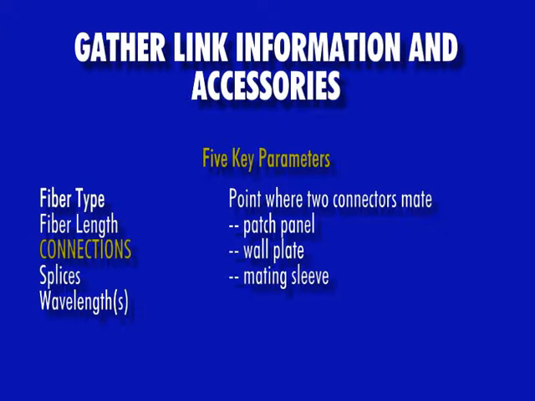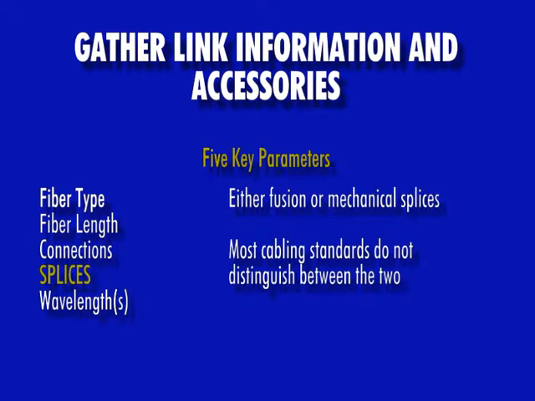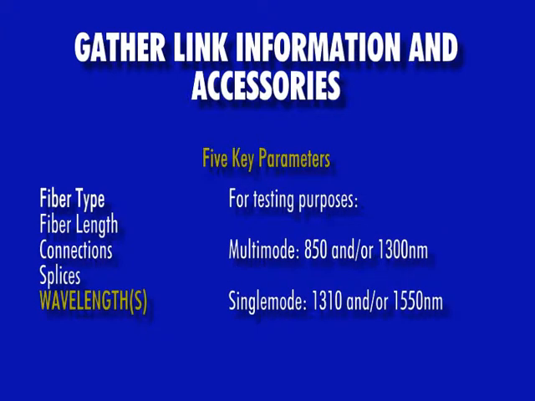A connection is the point where 2 fiber connectors mate together, such as in a patch panel, wall plate, or mating sleeve. Fourth is the number of splices, which can be either fusion or mechanical. For the purpose of calculating a link budget, most cabling standards do not distinguish between fusion and mechanical splices. Lastly, the user must determine what wavelengths they will test at. For multimode, this is 850 and or 1300 nanometers, and for single mode, this is 1310 and or 1550 nanometers.